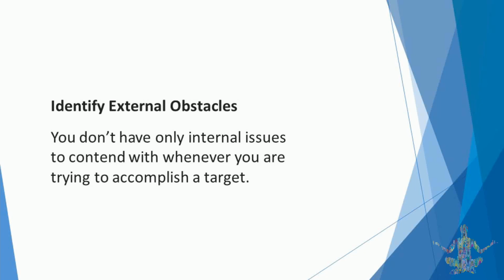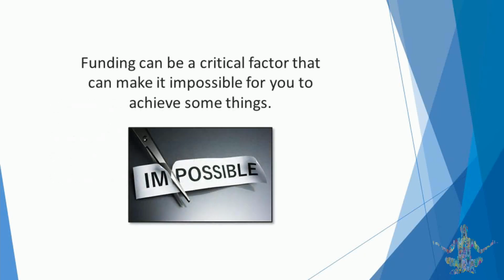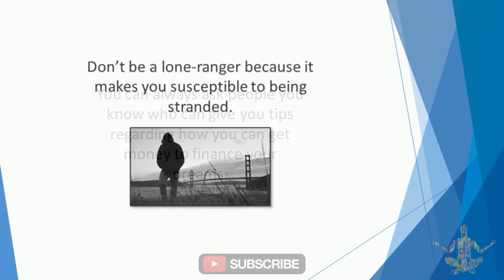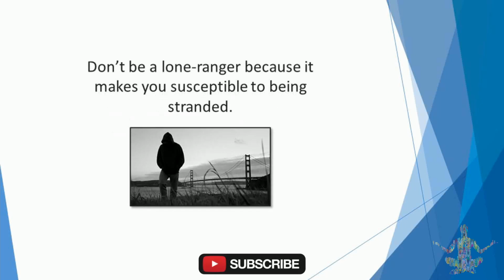Identify external obstacles. You don't only have internal issues to contend with whenever you are trying to accomplish a target. There are also external factors that can derail your ambition. Funding can be a critical factor that can make it impossible for you to achieve some things. You should plan for it as you think about how you will reach your destination. You can always ask people you know who can give you tips regarding how you can get money to finance your dreams. You might be surprised to find out that there are opportunities such as grants that can make things easier. Don't be a lone ranger because it makes you susceptible to being stranded.